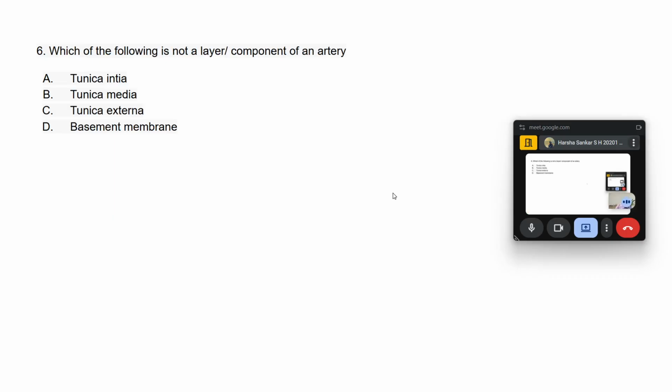Which of the following is not a layer or component of an artery? So read carefully about the spelling also sometimes. Option A tunica initia, option B tunica media, option C tunica externa, option D basement membrane. Not a component of an artery is the question.